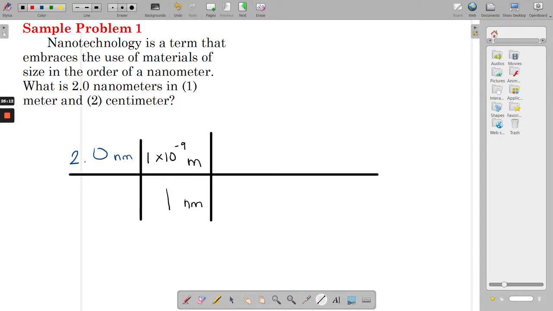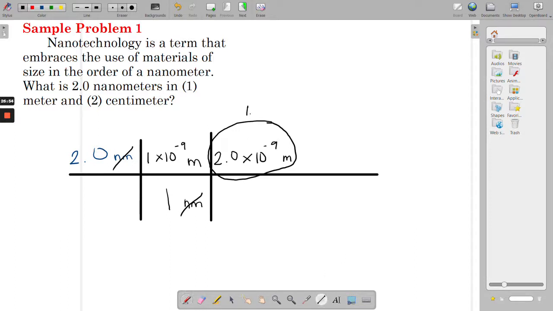So this is my multiplier now. What I do then is we cancel the units and then basically multiply 2.0 to 1 times 10 raised to negative 9. So our answer would be 2.0, basically we just write 2 times 10 raised to negative 9 meters. So in 2 nanometers, there is 2 times 10 raised to negative 9 meters. So this is our first answer, our answer for number 1.